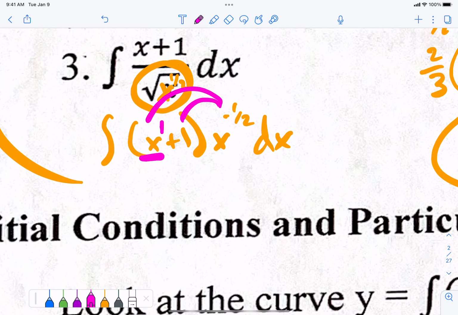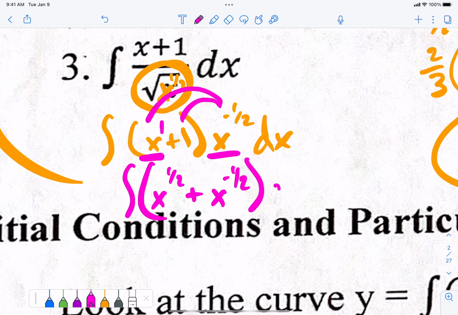So what is x to the first power combined with x to the negative 1/2 power? Just x to the positive 1/2 power, right? We add the exponents. So 1 and negative 1/2 is positive 1/2. Got it? Plus, what's 1 times x to the negative 1/2? X to the negative 1/2.